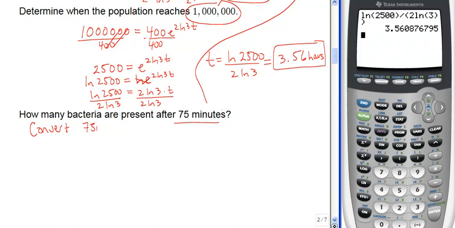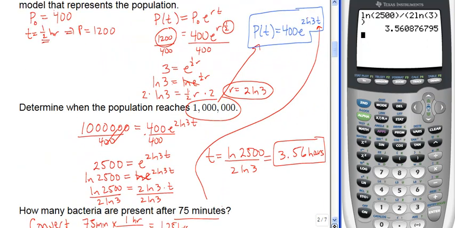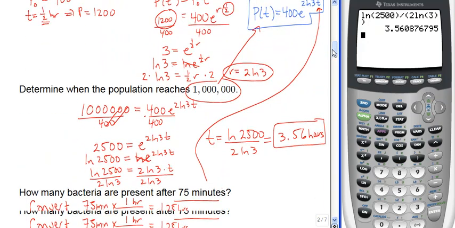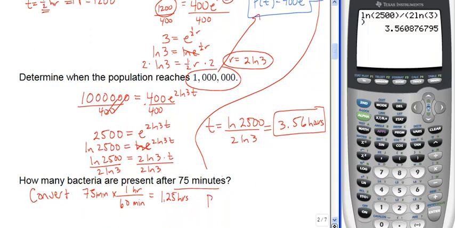So 75 minutes, if I want to convert that to hours, there are 60 minutes in 1 hour, so we're just really doing 75 divided by 60, which is the same as 1.25, 1¼ hours. So instead of substituting in a t of 75, we're going to be substituting a t of 1.25. And I'm plugging it in right up here. So we're going to be finding p equals 400 e to the 2 ln of 3 times 1.25.